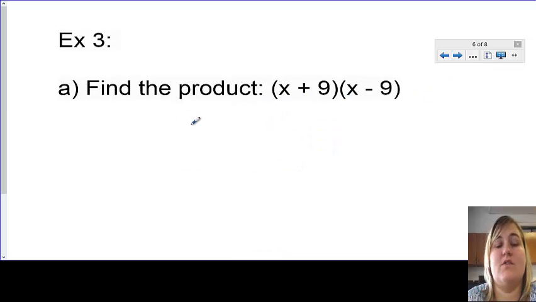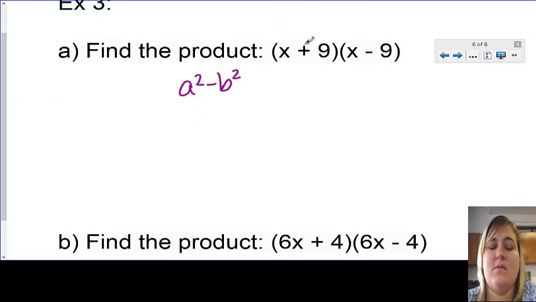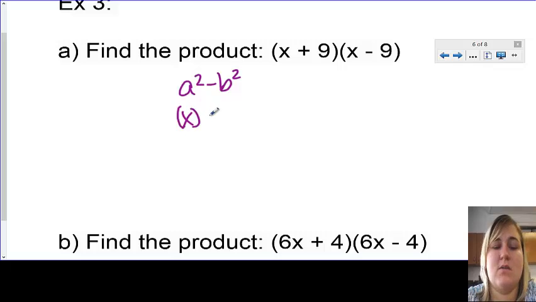This one is my difference of two squares, so I have a squared minus b squared. I can tell that's what it is because I have a plus and a minus, and it's the same a and b. So a is x, and I'm going to square it, minus b, which is 9, and I'm going to square it. So x squared is x squared, minus 9 squared, which is 81.